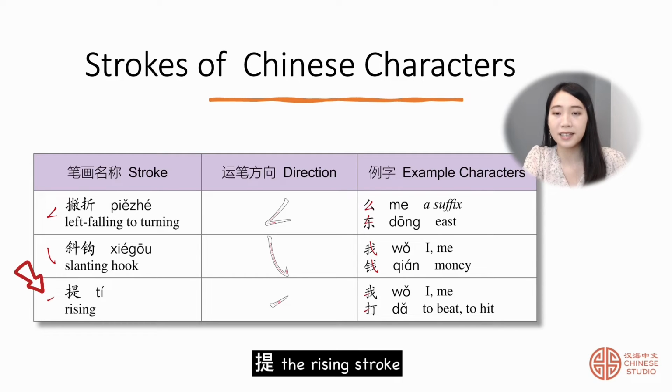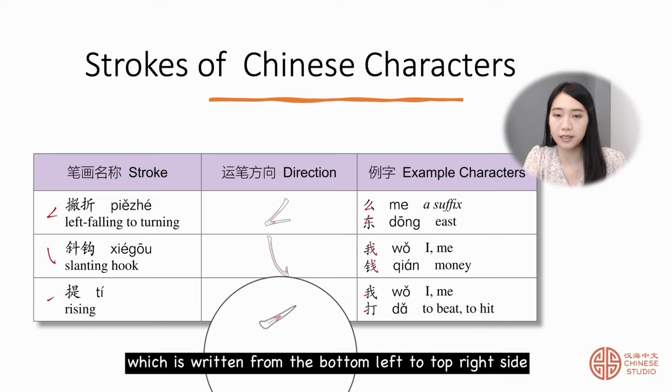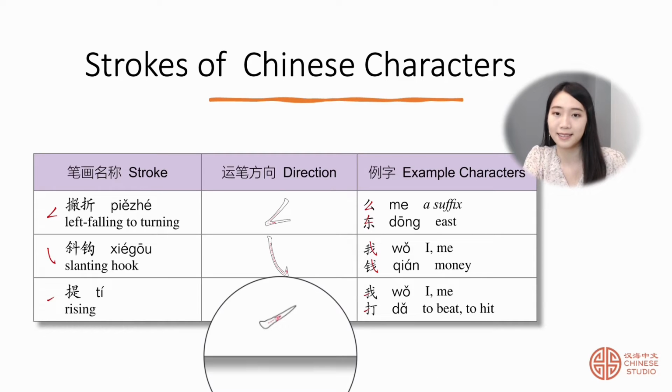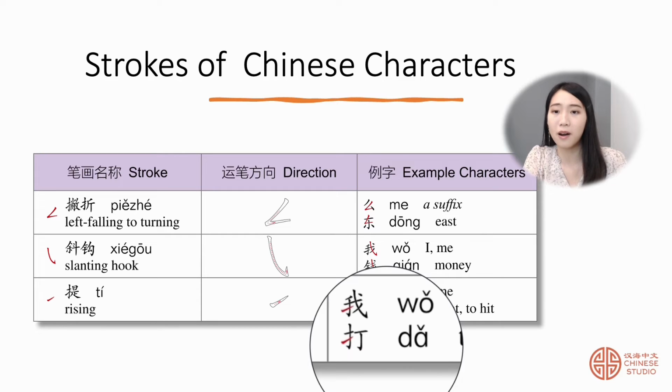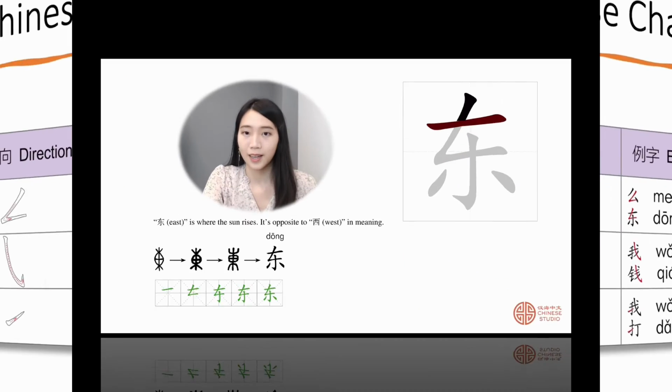提, the rising stroke, which is written from the bottom left to top right side. For example, the part highlighted in red for 我 and 打.